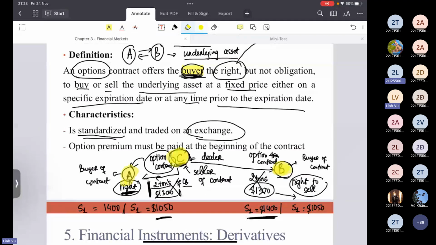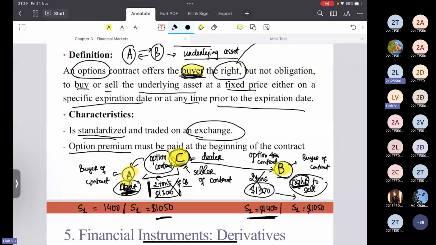Okay, so by involving in the transaction, party A will have the right to buy some underlying asset from party C, and similarly, party B will have the right to sell some underlying asset to party C. Now party A and party B do not have the obligation, but they have the right. And in order to have this right, the party has to pay something we call the option premium to party C in this case.